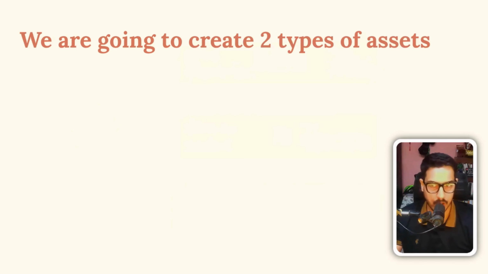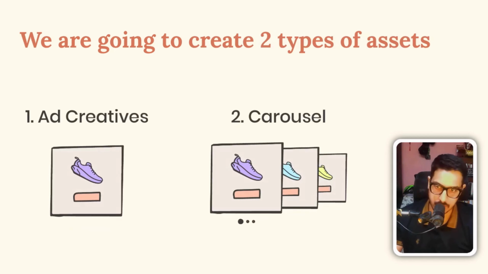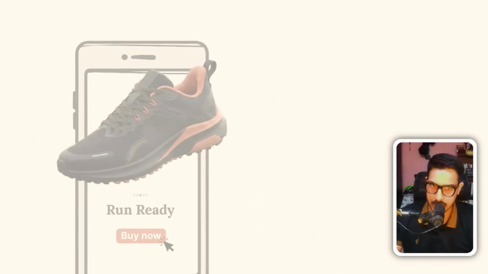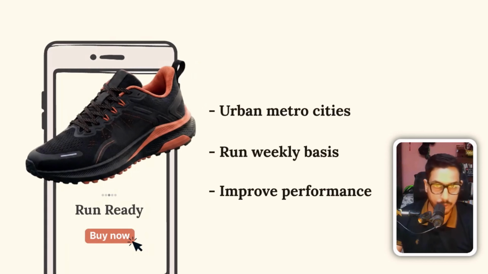In this video, we're going to create 2 types of assets. One will be ad creatives, and the other will be carousels. We will create both designs and written copy. The example company that we're going to use here is a hypothetical running shoe brand company. This is for people who live in urban metro cities and are planning to run on a weekly basis, trying to improve their performance on a weekly basis with their running and more.